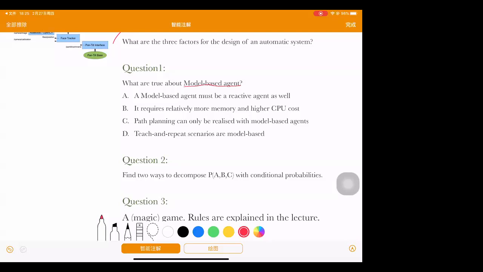And B, model-based agents require relatively more memory and higher CPU cost. Is this true? Can you click yes or no?